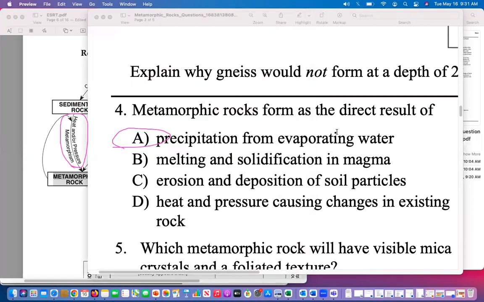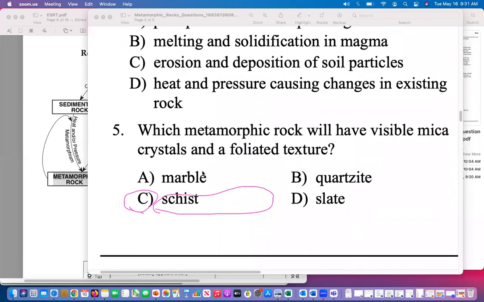So that lets me know my answer has to include, when I'm dealing with creating metamorphic rock, heat and or pressure. And that's why the correct answer is choice D. All right. And number 5.